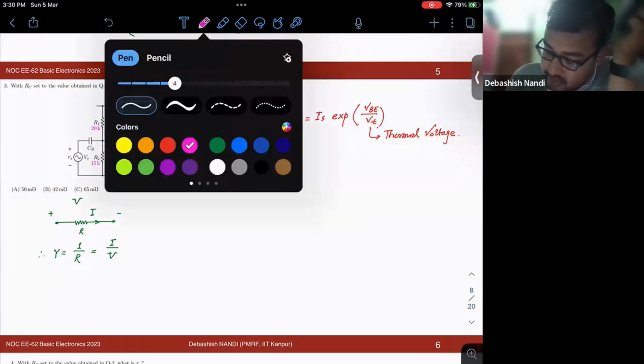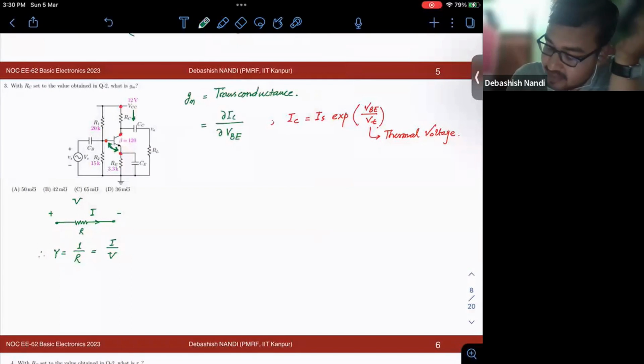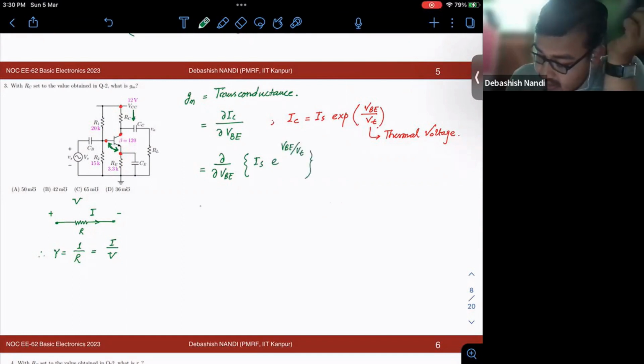It is pretty straightforward to calculate this dIC by dVBE. The derivative with respect to VBE of this expression is e to the power VBE by VT into 1 by VT. That is nothing but your IC divided by VT.